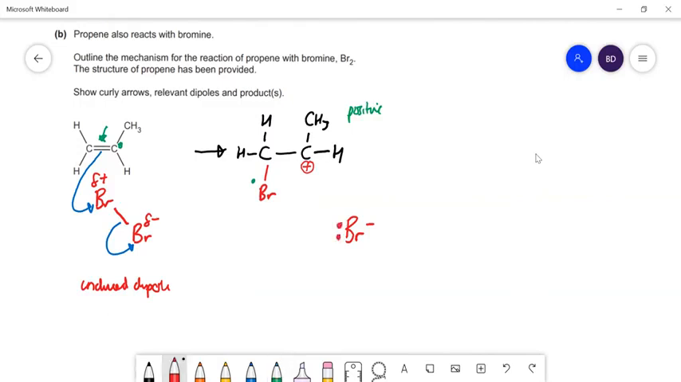we need to draw a lone pair, and the movement of the electrons goes from that onto the carbon. Finally, we need to draw the product. So we've got 2 new bromine atoms, double bond gone. We've got a bromine atom on each carbon. It's an electrophilic addition reaction. There's our product.